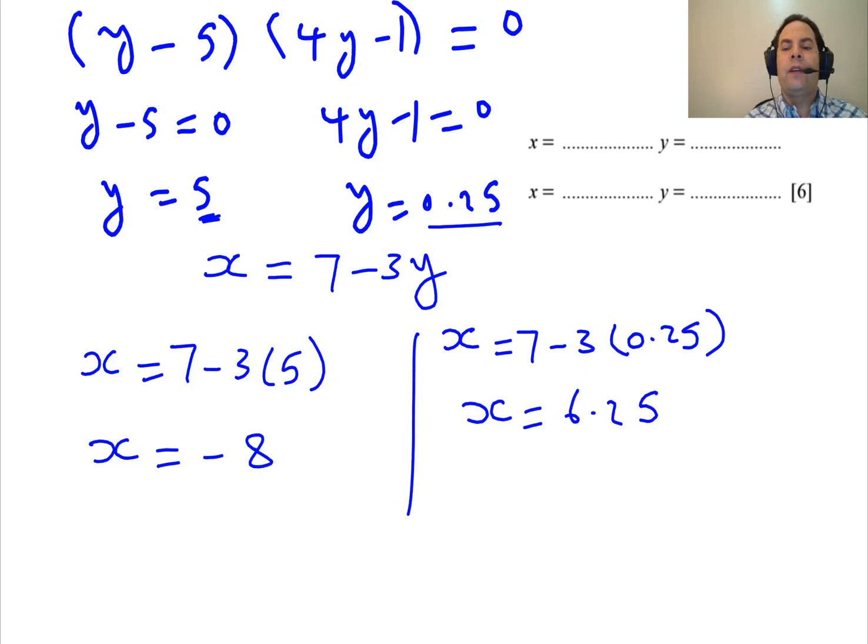To write the final answer, we have two values of x and their corresponding values of y. If x is equal to -8, the value of y is 5. If x is equal to 6.25, the value of y is 0.25.